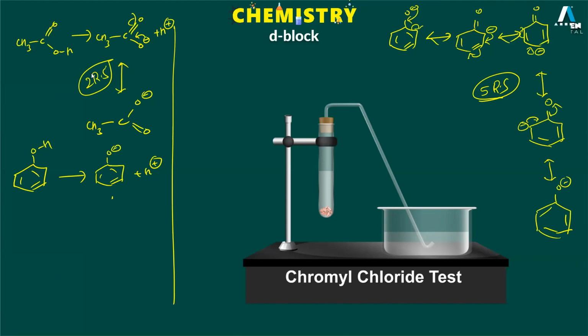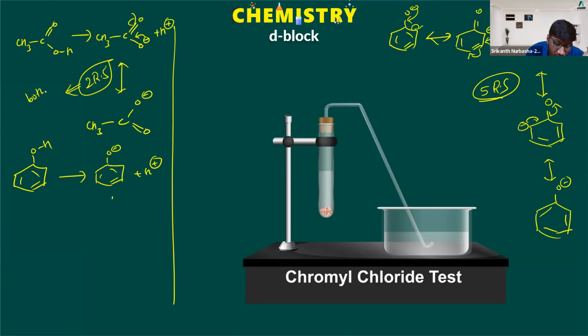Stability should be high. So which should have a high number of resonating structures? Phenoxide. So phenoxide should be more stable if you think according to the number of resonating structures. But in reality, acetate is more stable. Why? Because in acetate, the 2 resonating structures we have drawn, CH3 C double bond O minus and CH3 C double bond O minus, are equivalent. Both are equivalent.